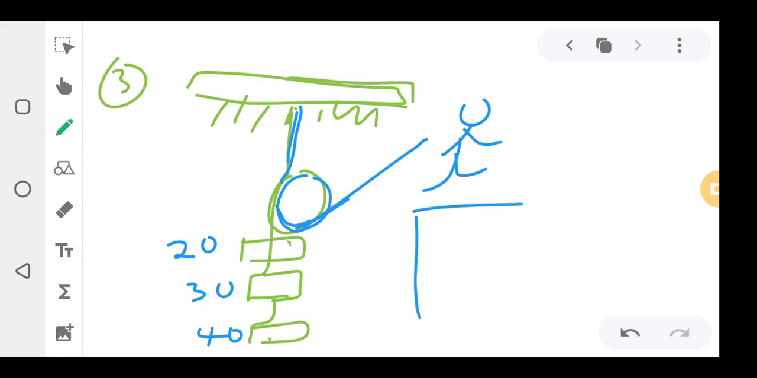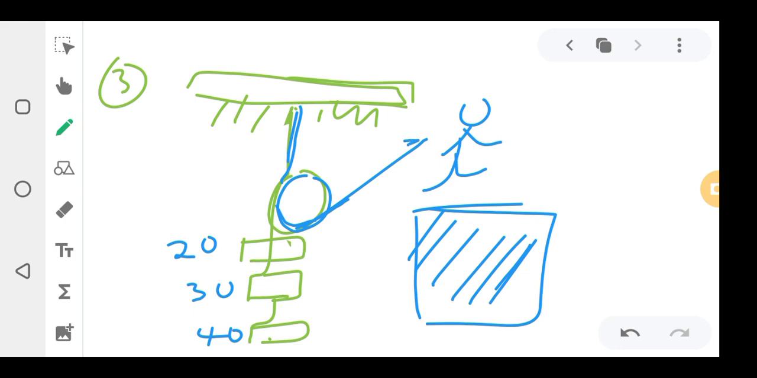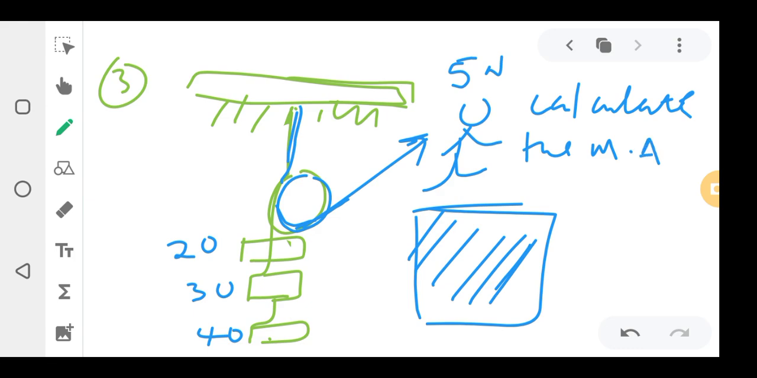You're standing there on a cliff. You're applying an effort of 5 newtons. Calculate the mechanical advantage.